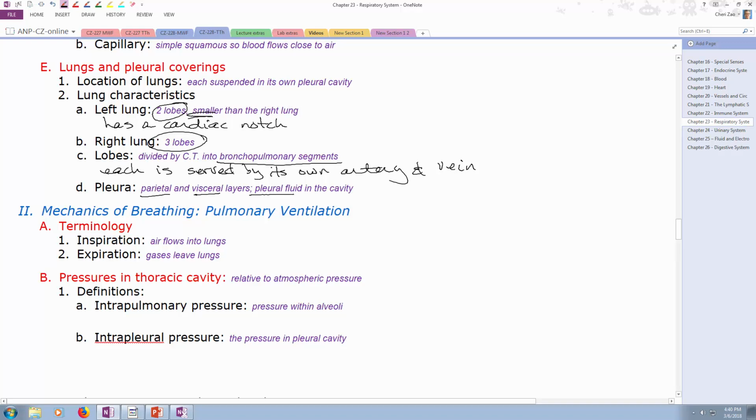And is it really full? Do you think there's a lot of pleural fluid there? There's enough pleural fluid to decrease friction and to provide cushioning, but also enough to provide tension for lung contact with the cavity, with the lung visceral layer in contact with the parietal layer.